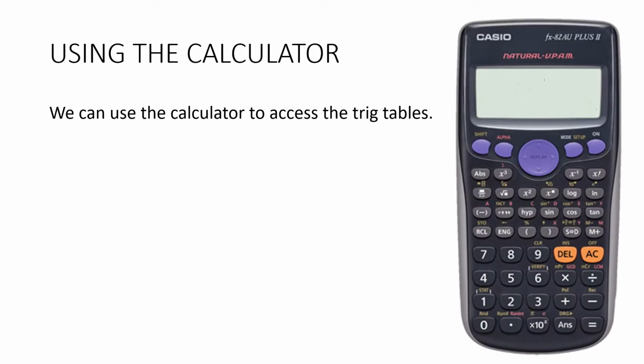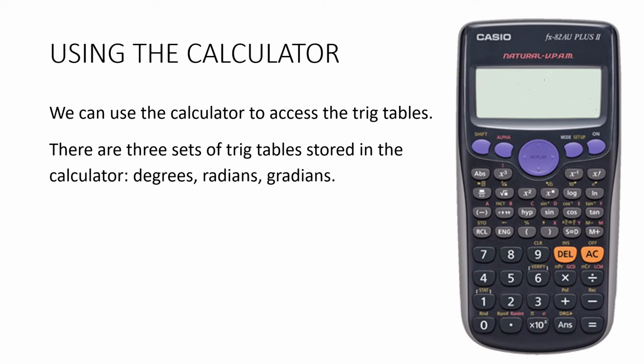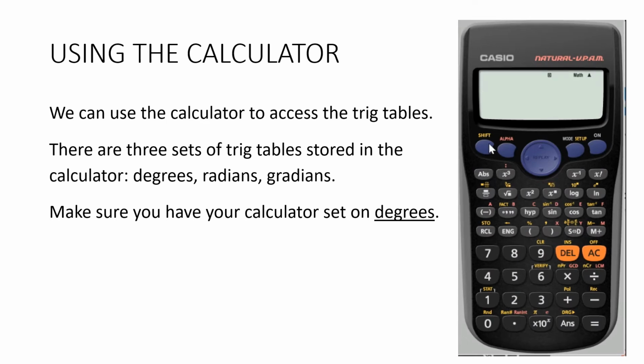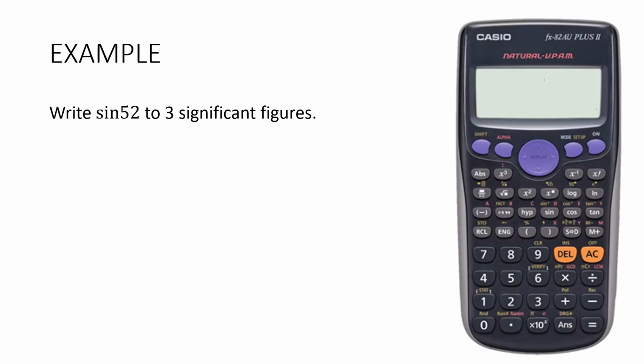Now luckily for us, we don't have to look up a set of trig tables. We can use the calculator. It has 3 sets of trig tables stored on it: degrees, radians, and gradients. We're going to use degrees, so it's really important that you have your calculator set on degrees. So let's have a look at how we use the calculator to find sine 52 degrees to 3 significant figures.